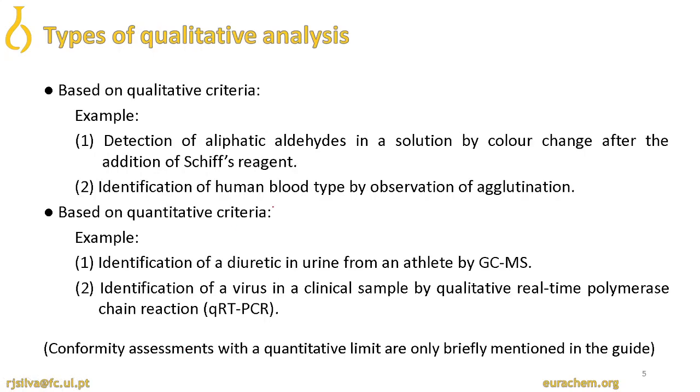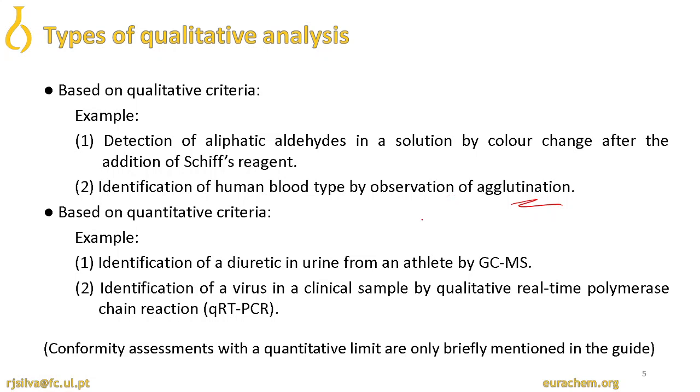And we have two types of qualitative analysis. We have analysis based on the qualitative criteria, like changing a color, like detection of aliphatic aldehyde in a solution by color change after addition of Schiff reagent, or any other visual process like identification of human blood type by observation of the agglutination. Sensory analysis are also another example from this type of analysis.